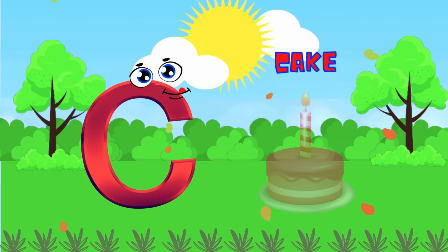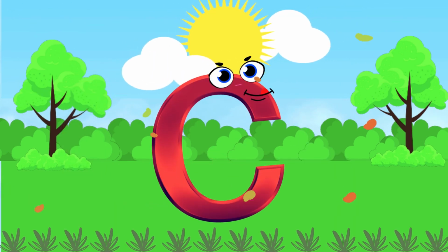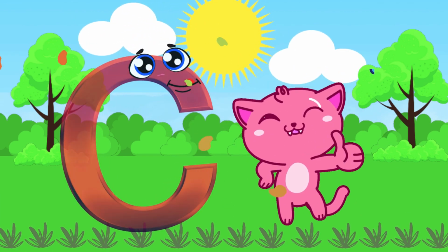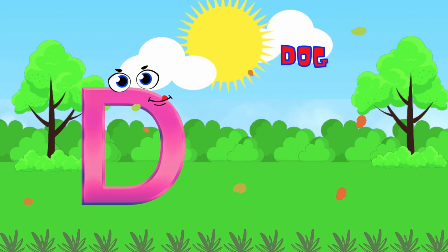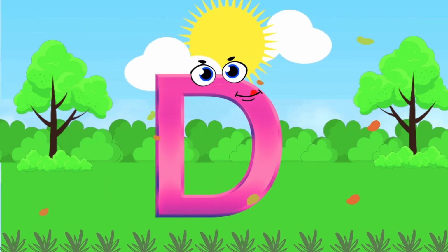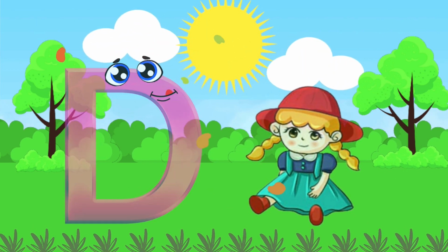C is for cake. C, c, cake. C is for cat. C, c, cat. D is for dog. D, d, dog. D is for doll. D, d, doll.